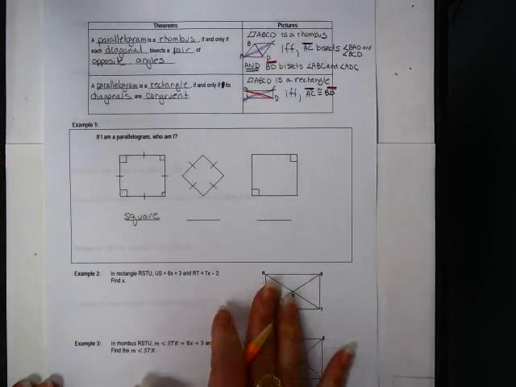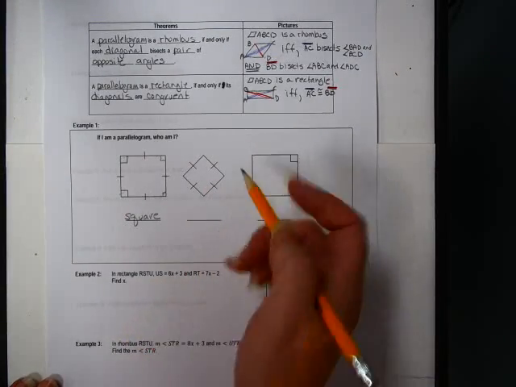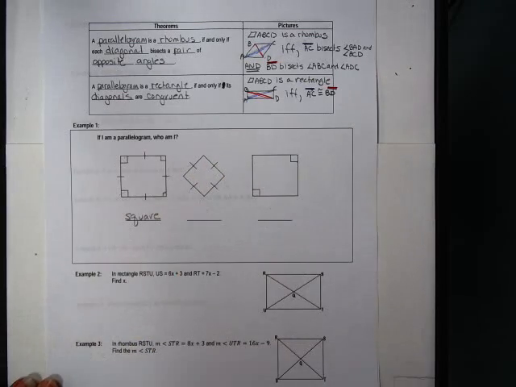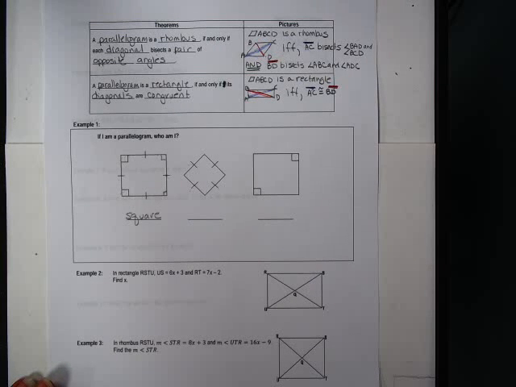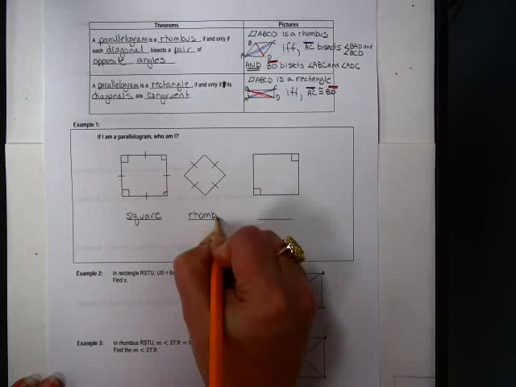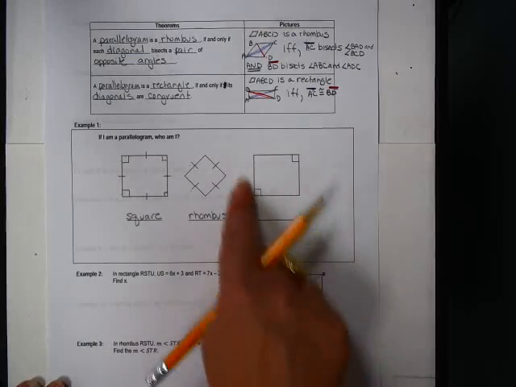Okay, now this one, it's a parallelogram. So, and the only thing they have marked are four sides congruent. And if you look at the definition and the corollaries, we know that a quadrilateral with four sides congruent, we're going to call that a rhombus.